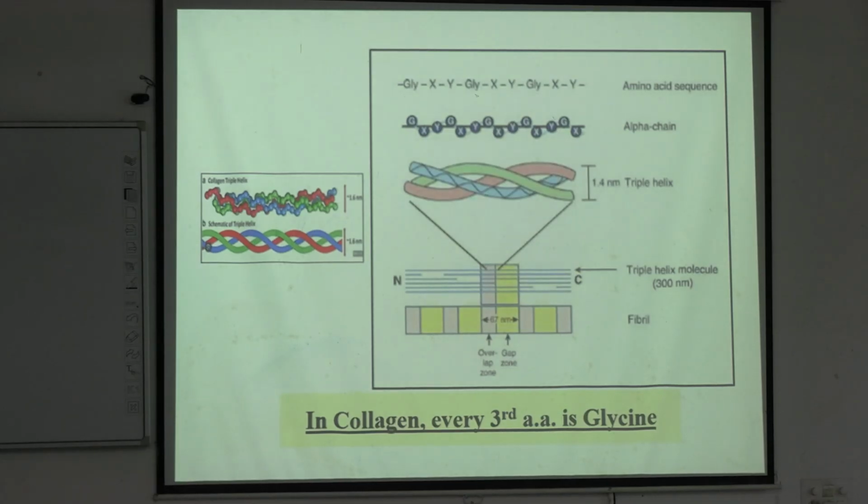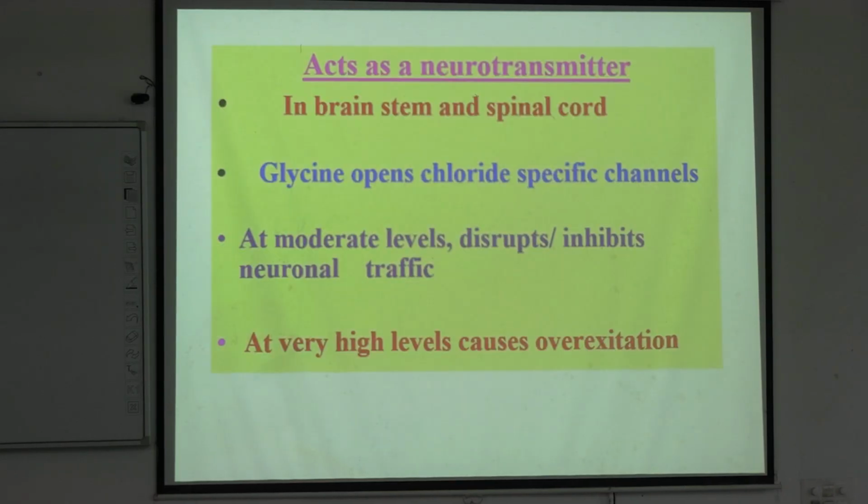And the proline structure I have told you, every third amino acid is a glycine. Glycine-X-Y, glycine-X-Y, glycine-X-Y. This is the structural motif of collagen, so that collagen becomes a very compact structure. So every third amino acid in collagen is a glycine.